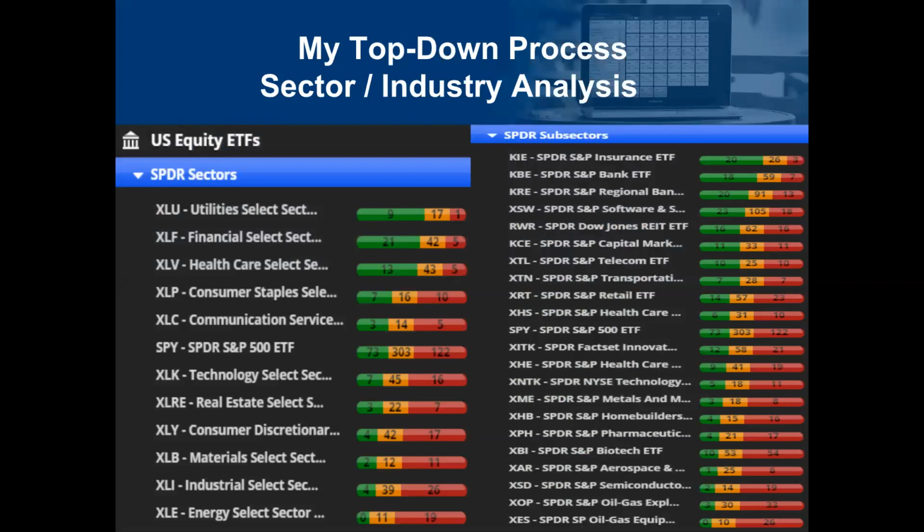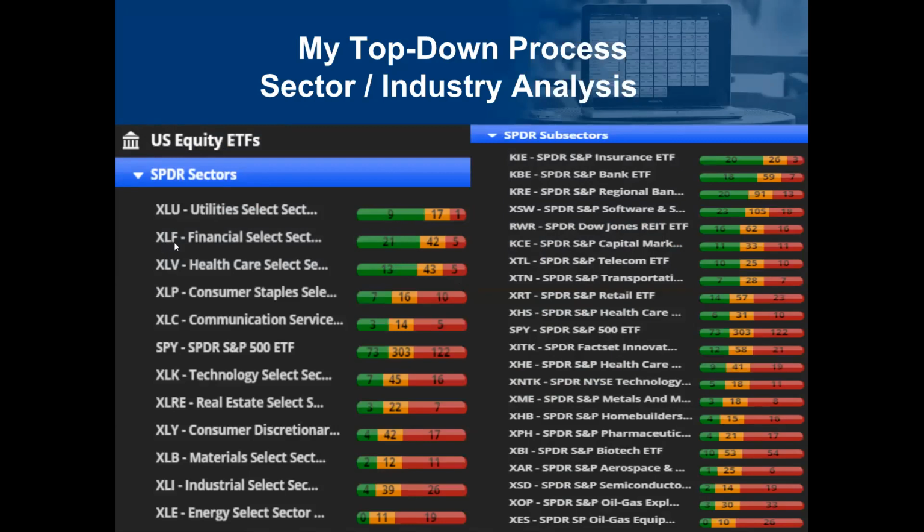single digits. So my top-down process starts with sector and industry analysis. And again, this is all driven by the Chaikin Power Gauge. What we're looking at here are the major sectors of the market based on their ETFs. And these numbers tell us how many stocks within each ETF have a bullish rating, a neutral rating, or a bearish rating. So when you're looking for long ideas or stocks to buy, you want to focus on the sectors that are leading the market and ideally have more bullish stocks than bearish stocks.